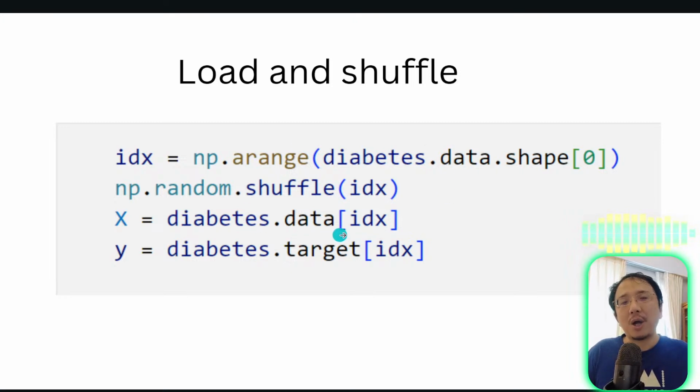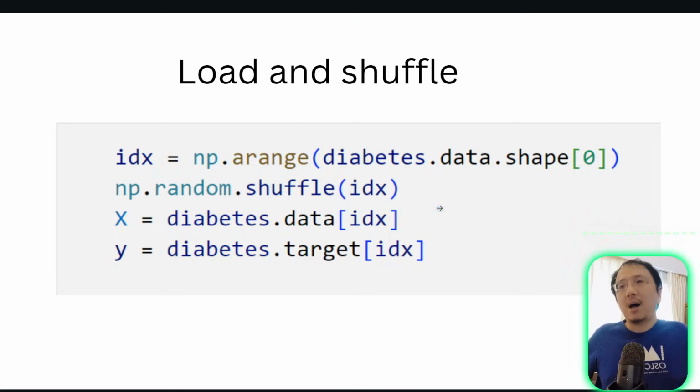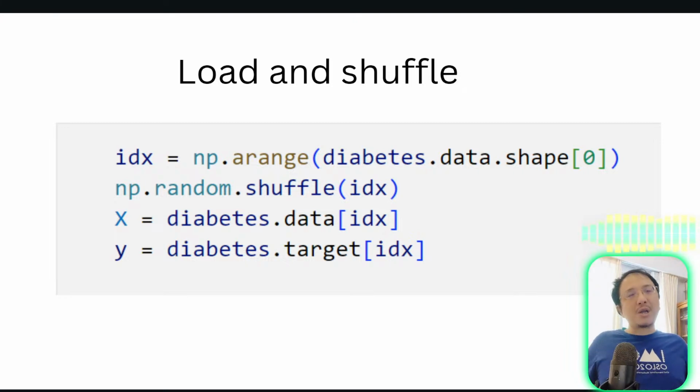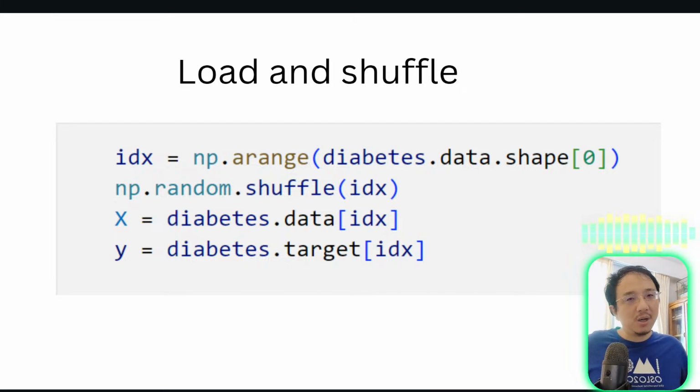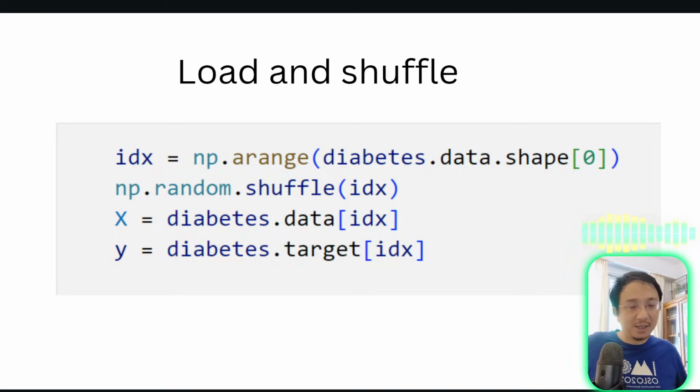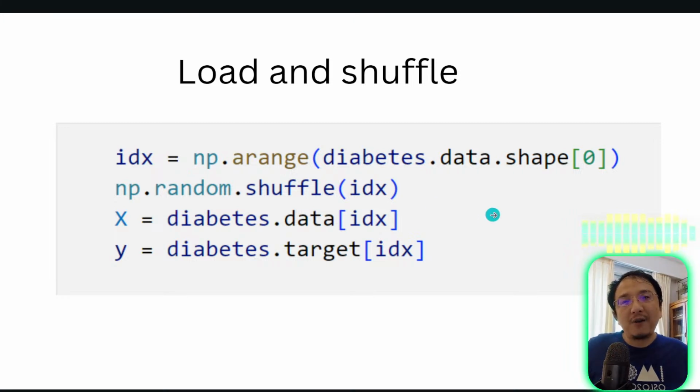Otherwise, you can use them directly, because for the X, what you need to fit, you simply use the data part as your X and the target part as your Y. The only reason I need to shuffle is that by shuffling it, I can split it into training data and testing data to verify my result.